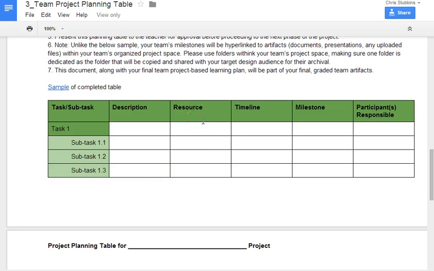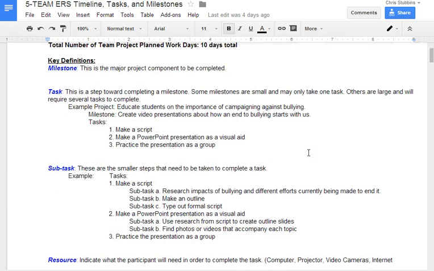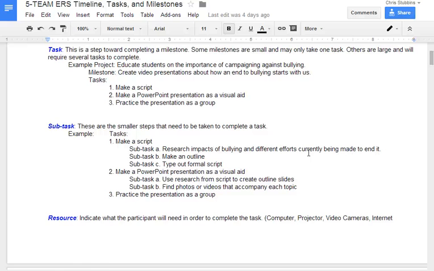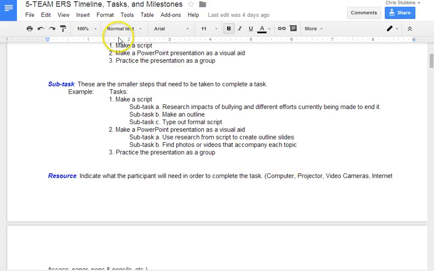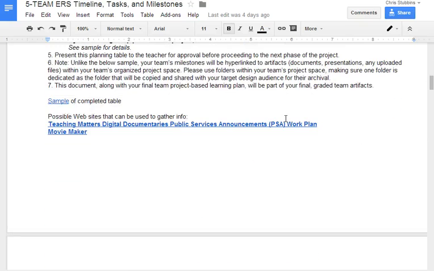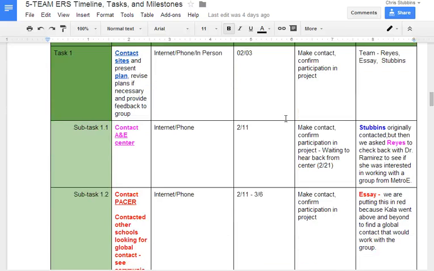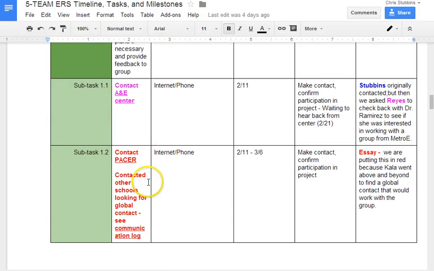The resource will indicate what the participant will need in order to complete the task, and the timeline will indicate the particular workday on which you plan to complete the task listed. Again, this is an example of a timeline, task, and milestones template that was saved in a team folder for the project and used to hold their teammates accountable for collaborating and producing the deliverables for the project. The documents that you see here on the Team Timeline, Task, and Milestones template are always open to constant revision throughout the process.